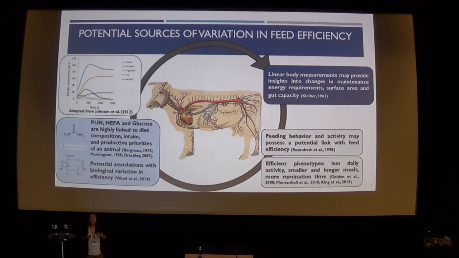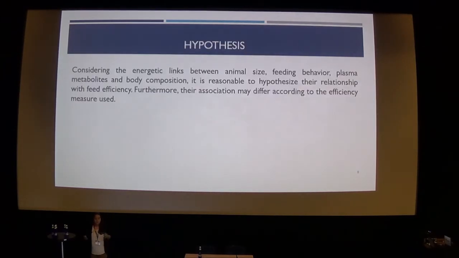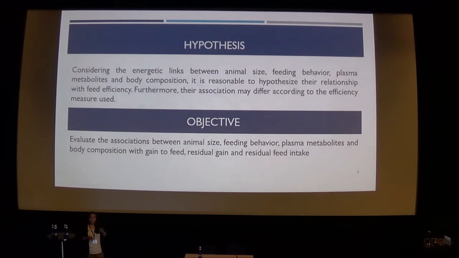And lastly, it is well known that there are different energetic requirements for deposition of fat and lean tissues. Therefore, if we study body composition in the context of feed efficiency, we might be elucidating that physiological basis a little bit more. So, if we consider those energetic links between animal size, feeding behavior, plasma metabolites, and body composition, it is reasonable to hypothesize their relationship with feed efficiency. Additionally, that association might differ according to the different efficiency measure that you use. So our objective here was to evaluate the association between those traits with gain of feed, residual feed intake, and residual gain.